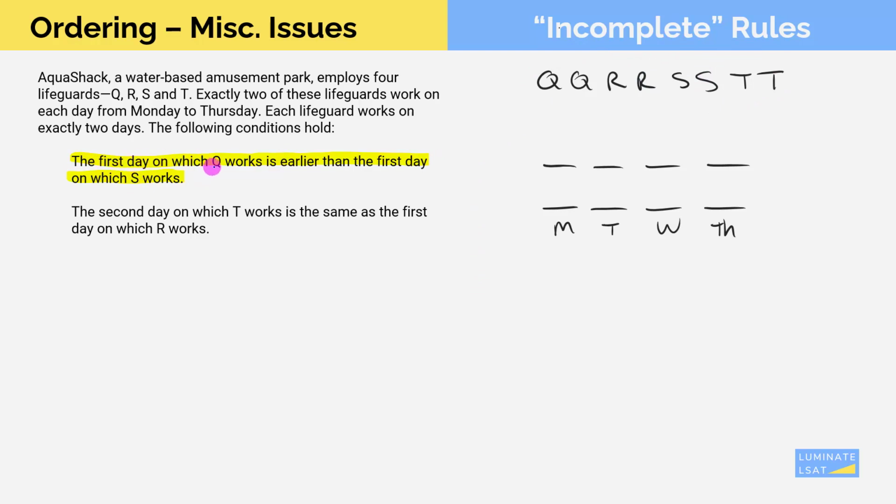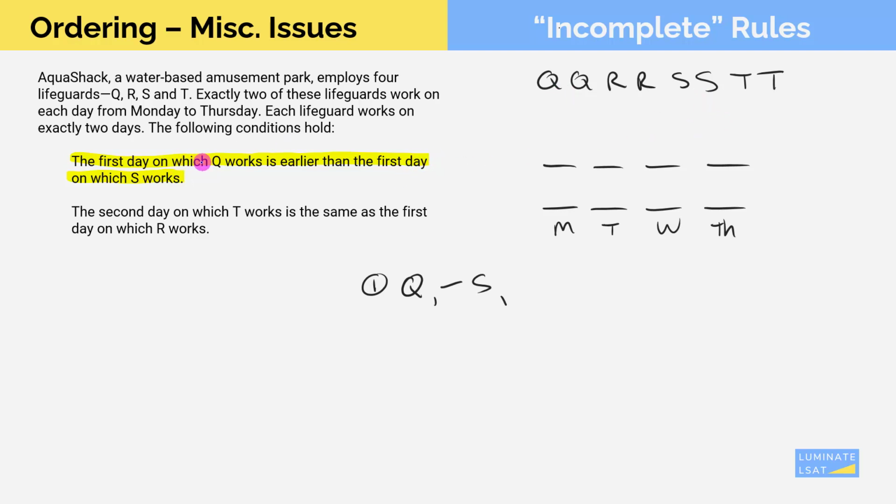The first day on which Q works is earlier than the first day on which S works. So here's how a lot of students would diagram the rule. They'll do something like this. The first Q, Q1, has to go before the first S, S1. And that is what the rule means. But this is an example of what I think of as an incomplete rule because we have multiple Q's and we have multiple S's in the game.